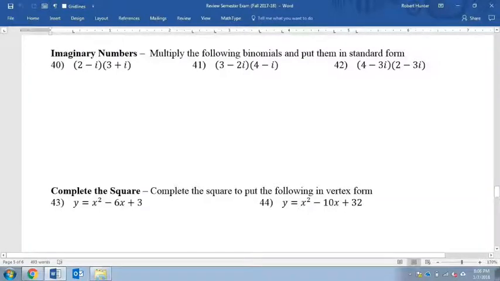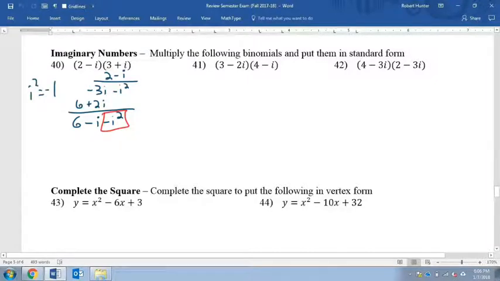Alright, multiplying imaginary numbers. If we're multiplying binomials, I'm still going to do it like this: 2 minus i, and just multiply it out like I was doing long multiplication. Negative i times negative i is negative i squared. i times 3 is 3i. But negative 2 times i is 2i, but positive. And 2 times 3 is 6. So that's 6 minus i squared. Remember, i squared equals negative 1, so that flips the negative of this one right here.